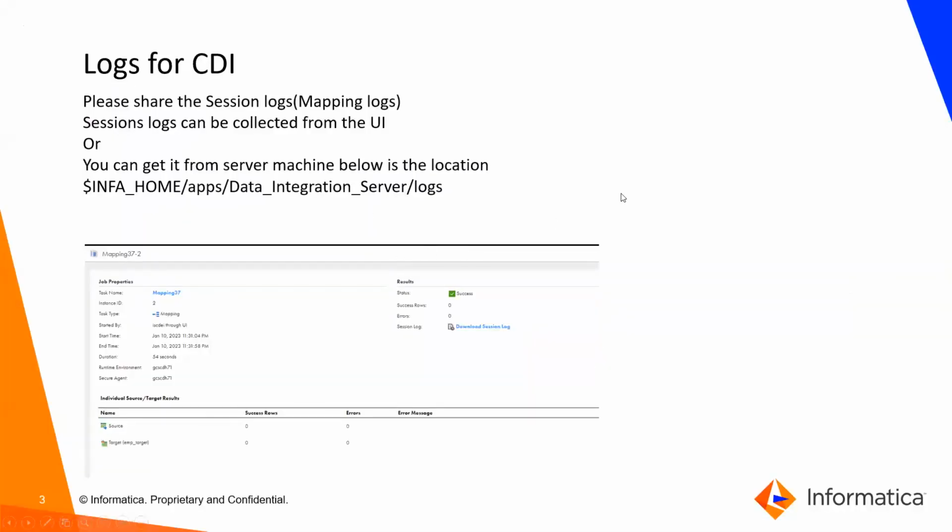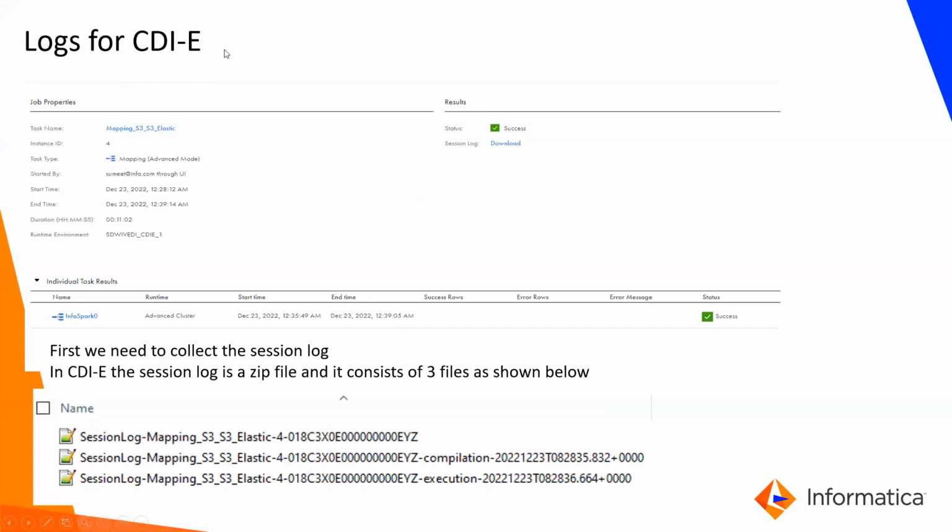Next one is logs for CDI. Similarly, we can get the session logs for CDI. CDI session logs consist of three files. One is for basic details, compilation, and execution. And also, a CDI job will have the InfoSpark 0 application.